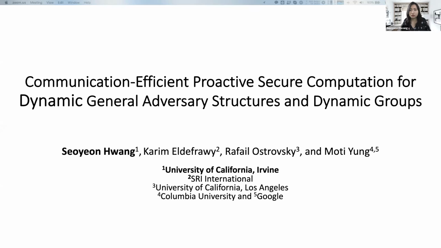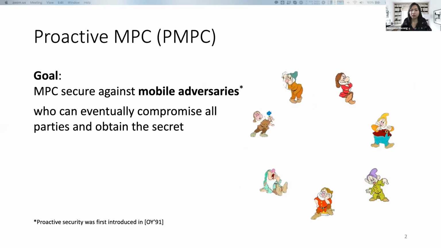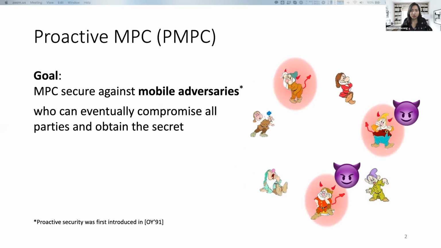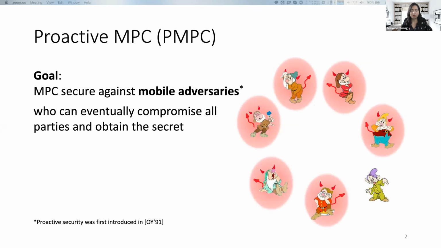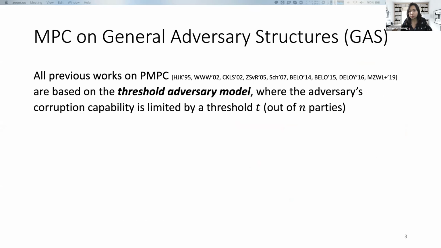This is joint work with Karim El-Dafari, Raphael Starubsky, and Moti Young. Proactive MPC is an MPC scheme that is secure against mobile adversaries who can eventually compromise all the parties as time goes by and obtain the secret value. Previous works on proactive MPC were based on the threshold adversary model, which limits the adversary's corruption capability by a threshold, meaning the number of parties that can be compromised at the same time.